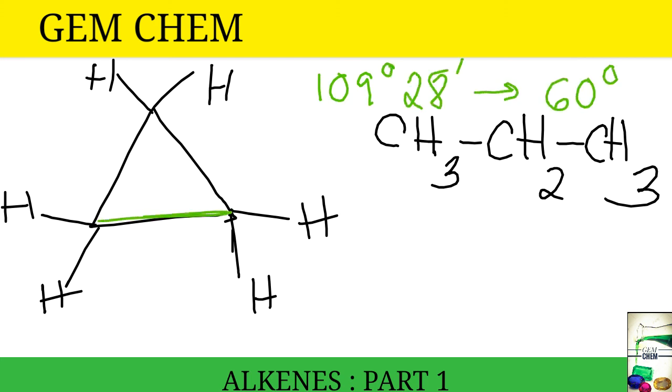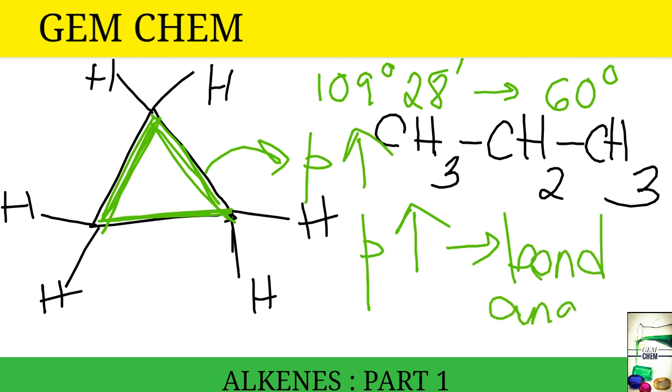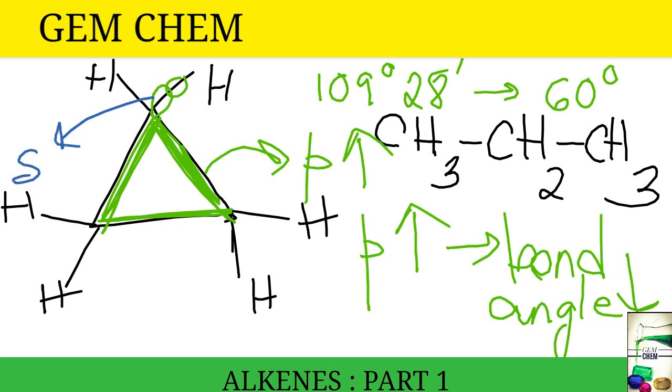we require these bonds to be made up of more p character. Why more p character? As we know, more p character means less bond angle. Bond angle can decrease when p character is increased. So bond angle is decreased. So if these bonds have more p character, then the opposite bonds, that is here the formation, will have more s character, because as the p character increases here, the opposite orbitals will have more s character.